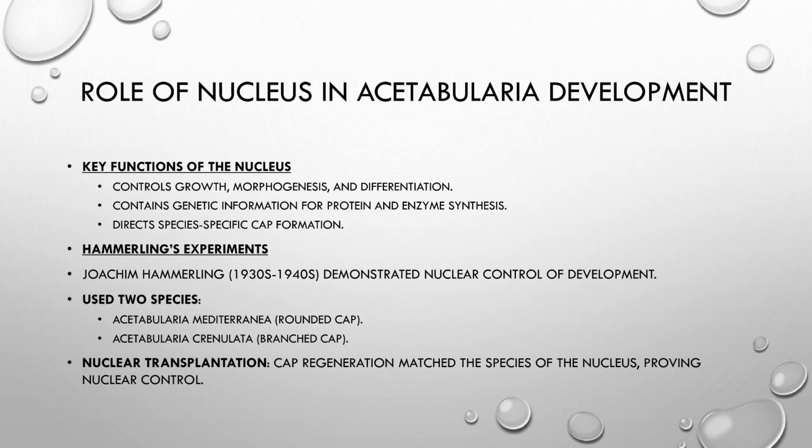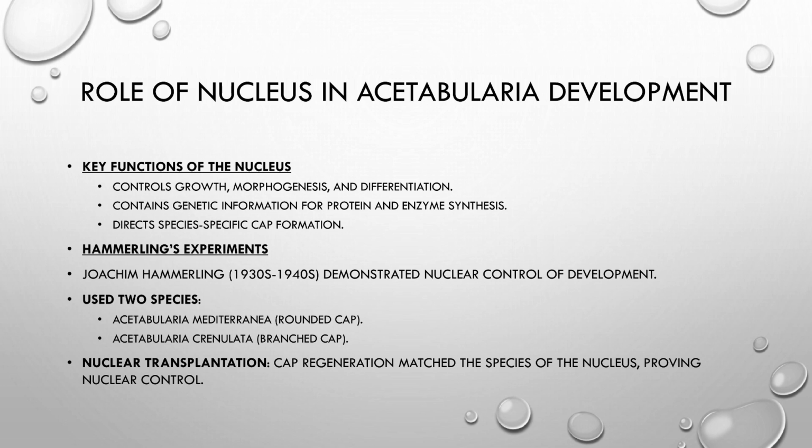The next experiment is the role of the nucleus in Acetabularia development. It is a transplantation experiment. Here, the key functions of the nucleus are controlling growth, morphogenesis and differentiation, and it also contains genetic information such as DNA, which is needed for protein synthesis and enzyme synthesis and directs species-specific cap formation. This experiment was done by Hammerling, and so it is known as Hammerling's experiment, and it demonstrated the nuclear control of development using two species of Acetabularia.